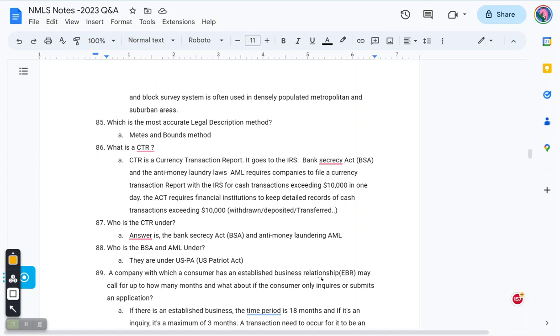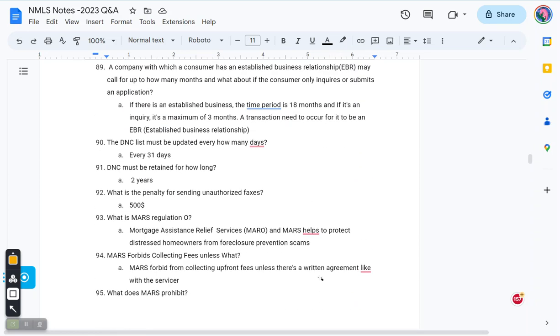A company with which a consumer has an established business relationship, EBR, may call for up to how many months? And what about if the consumer only inquires or submits an application? If it's an established business relationship, the time period is 18 months, and if it's an inquiry, it's a maximum of 3 months. A transaction needs to occur for it to be an EBR, an established business relationship.